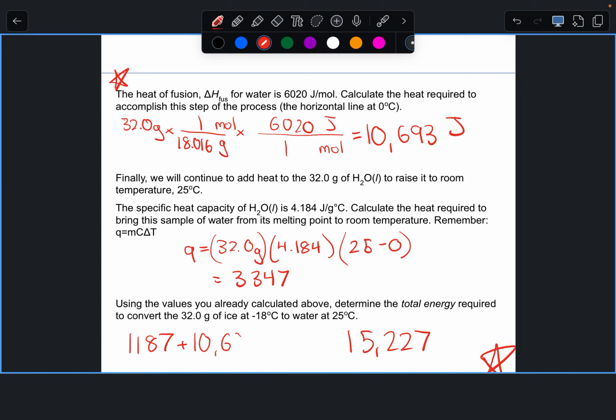The biggest takeaway I want you to get from this calculation is that you have to do it in 3 separate steps. People will inevitably try to do it in one, and it won't work. Okay? Temperature change, phase change, temperature change. Q equals MC delta T, delta H of fusion, Q equals MC delta T.